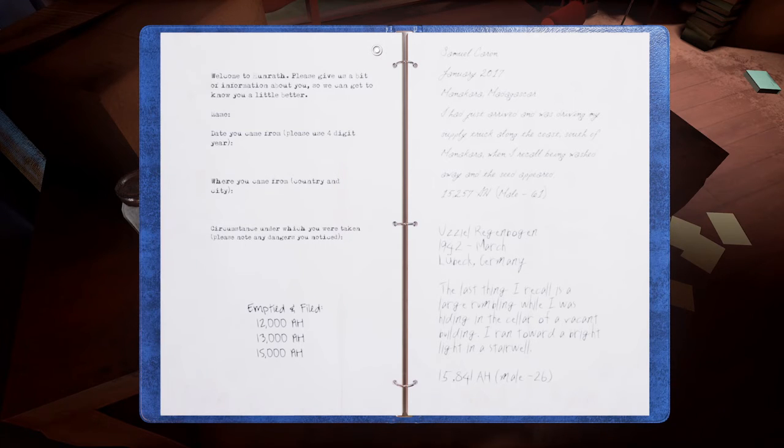Okay. First one, we have Samuel Karen, January 2017, Manakara, Madagascar. I had just arrived and was driving my supply truck along the coast south of Manakara when I recall being washed away and the seed appeared. 15,257 AH, male 61.